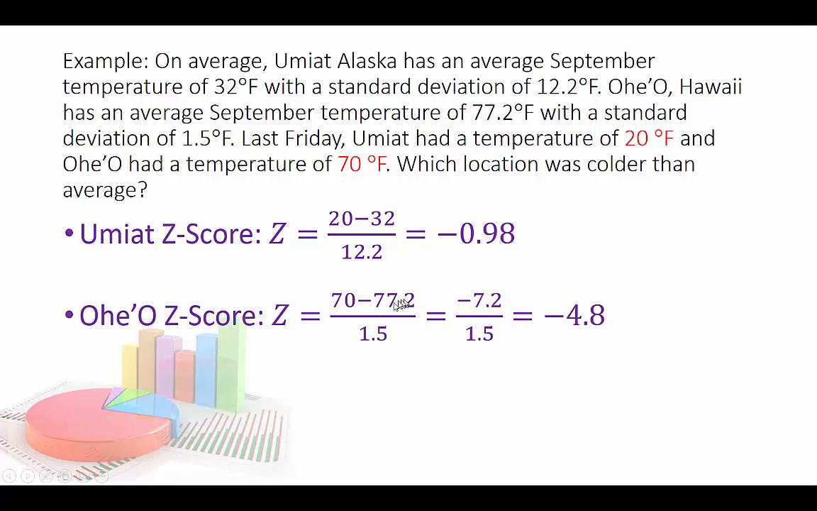Ohio, on the other hand, this is unusually cold. It's 70 minus 77.2 over 1.5, negative 7.2 over 1.5. That's almost 5 standard deviations below average, so this would be considered quite cold in Hawaii. So Ohio was colder than average.